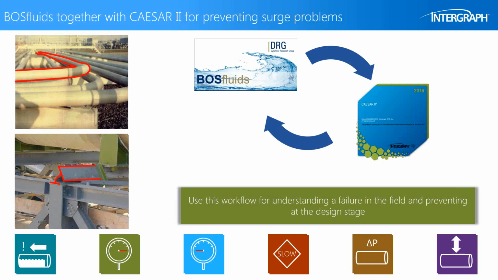And this workflow can be used for either understanding a failure in the field, as happened in Richard's example, or perhaps a better option would be to try to prevent a failure such as that at the design stage. If BOSfluids had been used along with Caesar 2 at the design stage of the system in Richard's example, then the failure may well never have occurred, which is of course preferable.